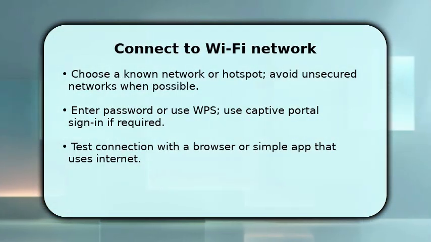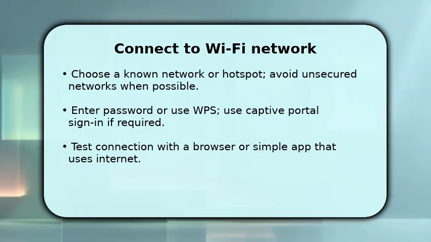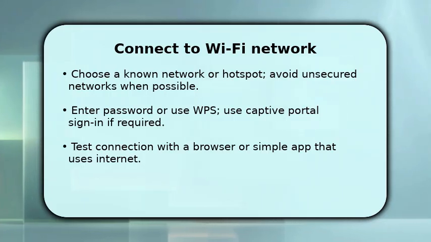You next find and join the Wi-Fi network you want. Go to Settings Wi-Fi and pick the network. If it's password protected, enter the credentials. If it uses a captive portal, open your browser and complete the sign-in steps.